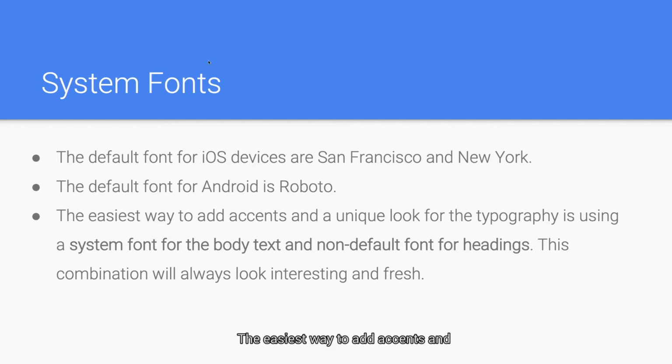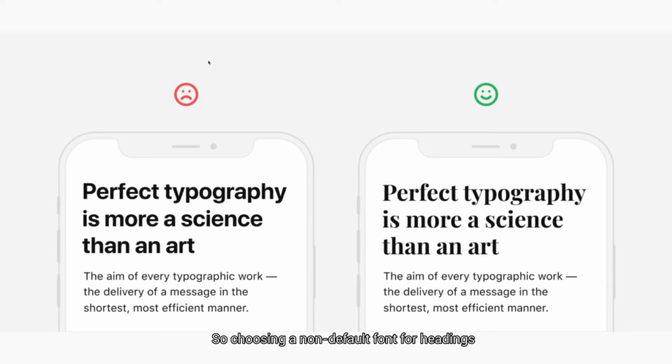The easiest way to add accent and a unique look to the typography is using a system font for the body text and a non-default font for the headings. This combination will always look interesting and fresh. So choosing a non-default font for headings will usually be more appealing when compared to the same system font for both heading and body text.